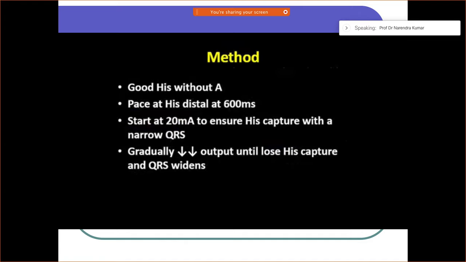So whenever you are trying to do this method, make sure there's good his without A, and you are pacing at the his catheter at the distal end at 600 milliseconds. So of course, you start to pace at 20 milliamps, okay, to ensure his capture with a narrow QRS. And then you gradually decrease the output until you lose his capture, and of course there's QRS widening as well.